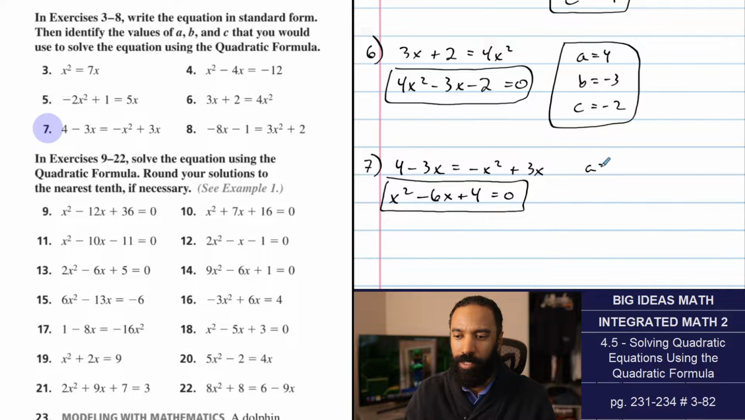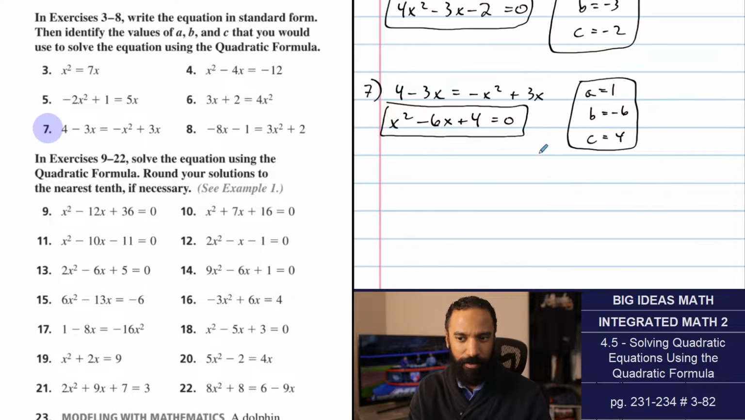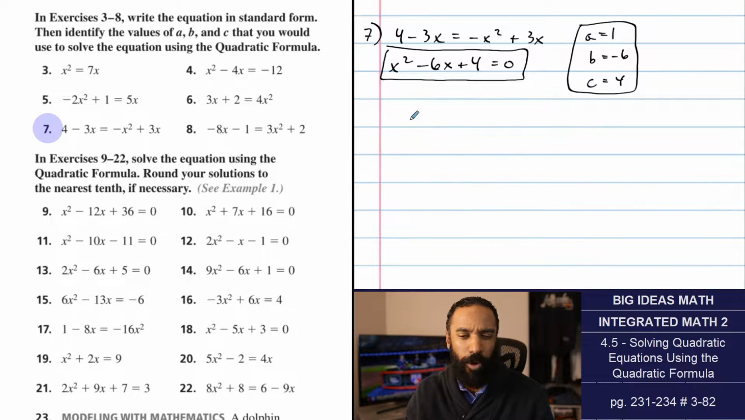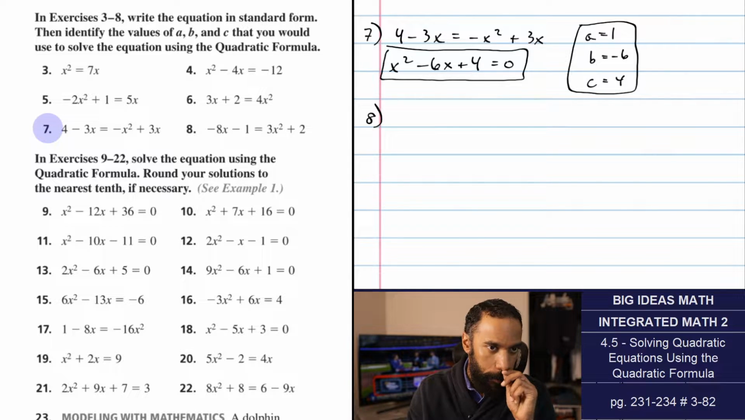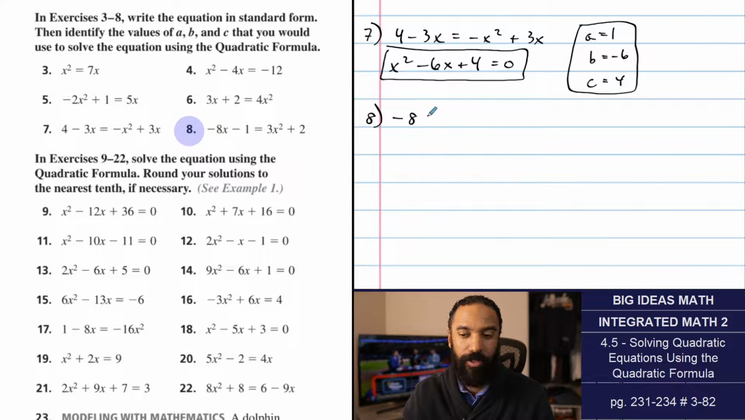The A is 1, B is negative 6, and C is 4. I mean, this is no different than your whole negative b over 2a stuff, like not using negative b over 2a, but just standard form, just knowing what a, b, and c are. It's no different. Only these are not y equals equations, right? These are equals 0. We make them equal to 0 equations.